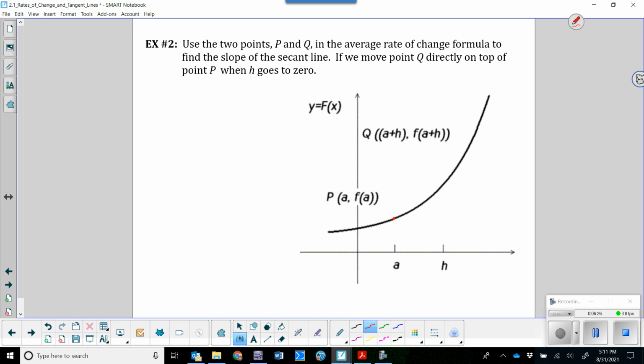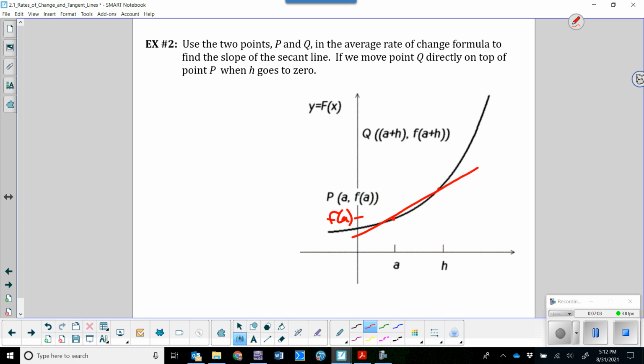So what we're going to do is pick 2 points that are close together, and we're going to draw a secant line. Okay, so there's the line. And so you have the point P, which is at a, f of a, and the next point Q is at a plus h, because that's how far that is, and f of a plus h. Okay, so there's my 2 points that I have.